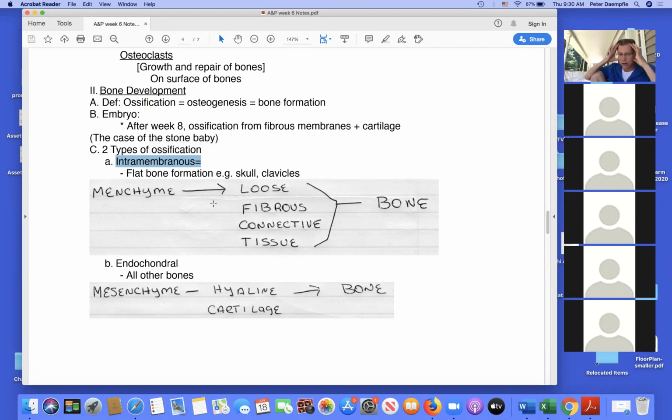Look at your skull and look at your clavicles. The skull and clavicles, all those bones, go through intramembranous ossification. So if you don't know the answer, write endochondral, because all bones go through that, except for skull and clavicle bones.